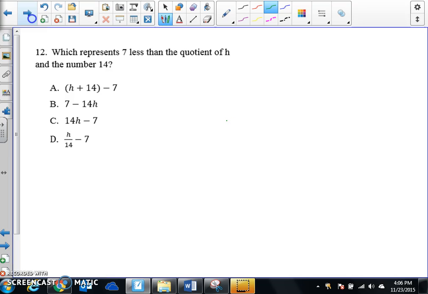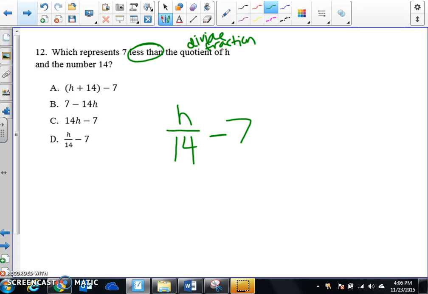All right, 7 less than, remember, less than is a turnaround word. The quotient, quotient means to divide. Remember, when we divide, we use fractions. So the quotient of h and the number 14. So that gives me D.